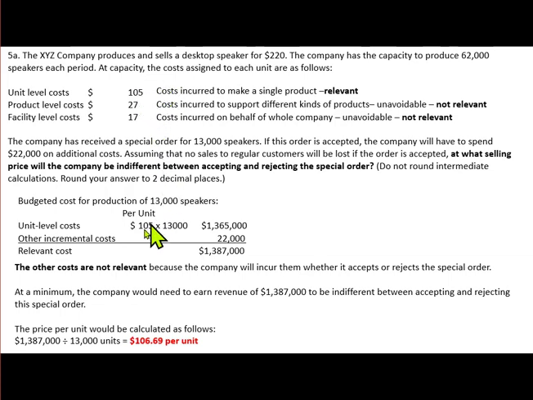And so 105 a unit times 13,000, plus the other incremental costs that we're going to incur to accept this order, would be another 22,000. So the total cost would be 1,387,000. And if we want to figure out what a selling price is going to be to break even, we just take the 13,000 units and divide that into the 1,387,000, and we get a selling price in order to not lose or not make any money: 106.69. Let's go on to our next question.